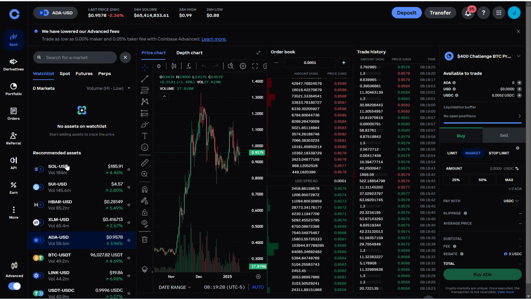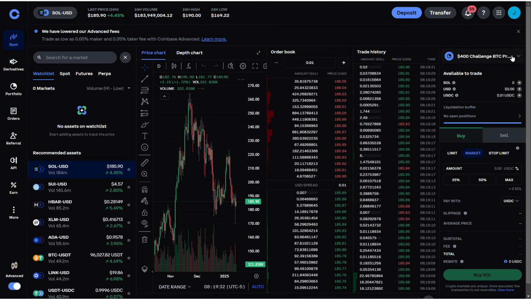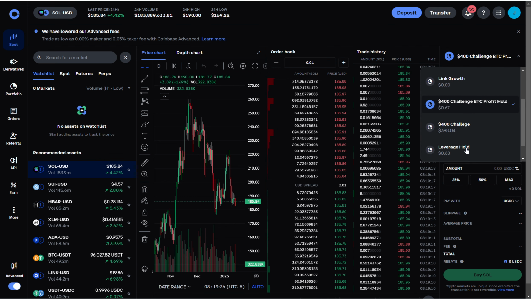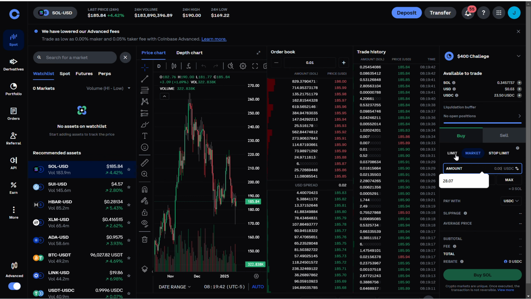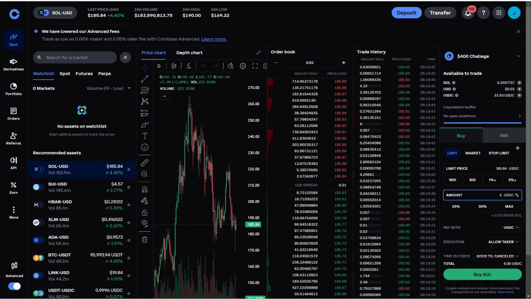This one's set for Solana. We'll go in. I'll show you exactly how I did that. So we are going to make sure we're in the right portfolio here. There we go. We're going to set the amount. We're going to put a limit in. We'll set the price in a minute. Let's put $4.